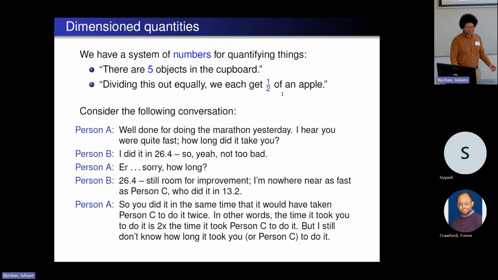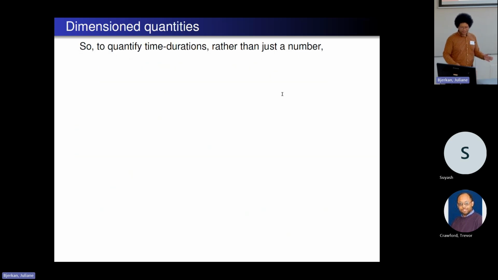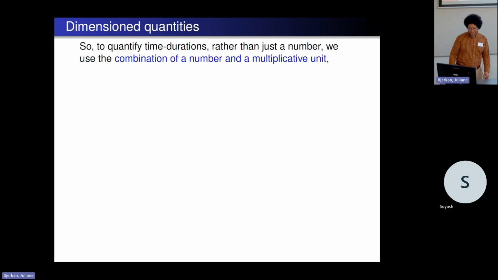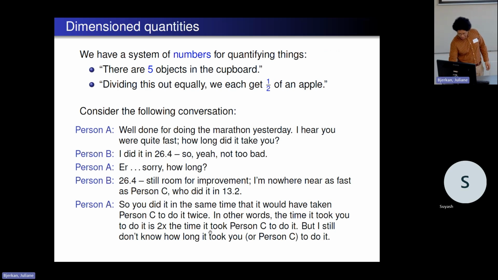So what do we conclude from this conversation? To quantify time durations, you can't do it using just a number like 26.4. You use the combination of a number and a multiplicative unit. Multiplicative because person A still knew, from the fact that 13.2 is half of 26.4, that person C took half the time that person B did, even though person A didn't know how long each of them took.